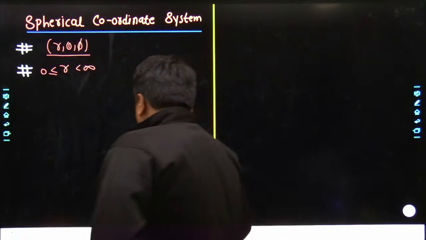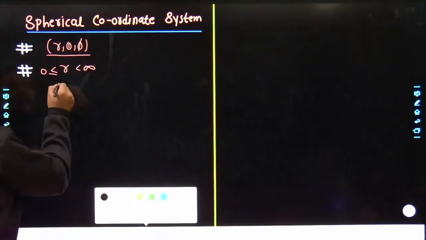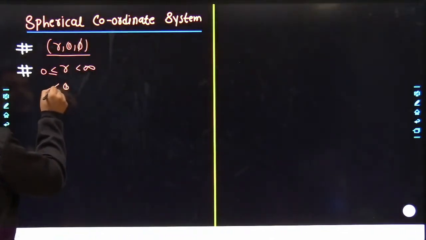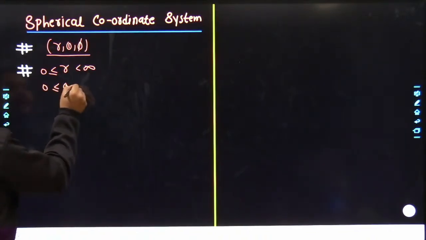Similarly, if we talk about the range of theta, here comes the range of theta. The theta has the range between 0 to pi.